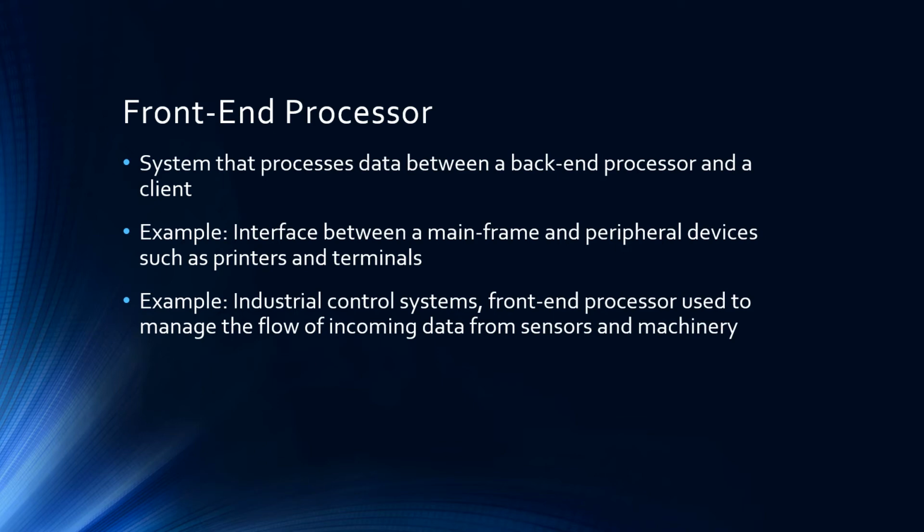For example, with industrial control systems, a front-end processor is used to manage the flow of incoming data from sensors and machinery to prevent latencies when users need to control multiple devices simultaneously.